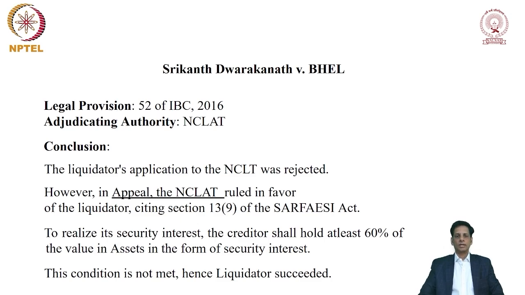NCLT or NCLAT, there are two sentences here, watch it carefully. Under the head conclusion, in the first line, the liquidator made an application to NCLT and wanted to stop BHL from taking away the asset. However, NCLT rejected the application of the liquidator and said he cannot take over the asset, it will go to BHL. So liquidator went to NCLAT and made an appeal.